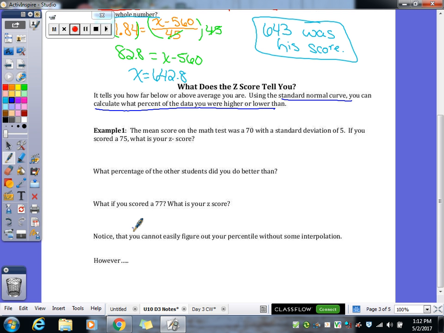So for example, number 1, the mean score on the math test was 70 with a standard deviation of 5. If you scored a 75, what is your z-score? So let's have you go ahead and figure out what your z-score was.